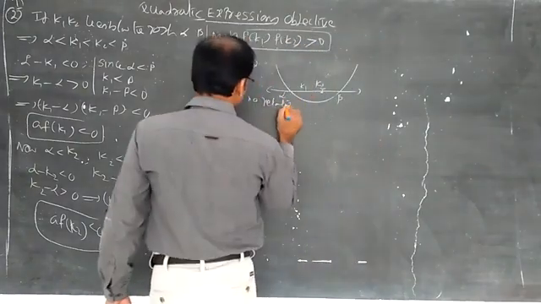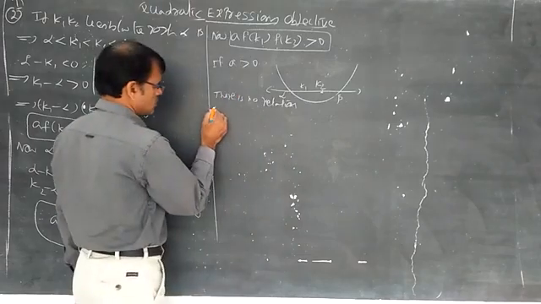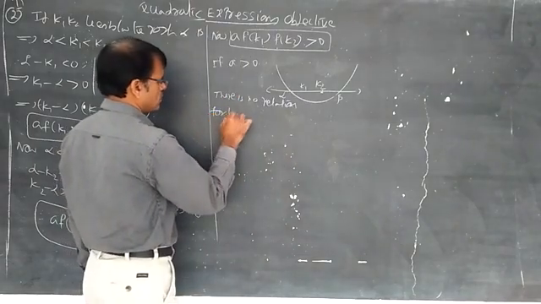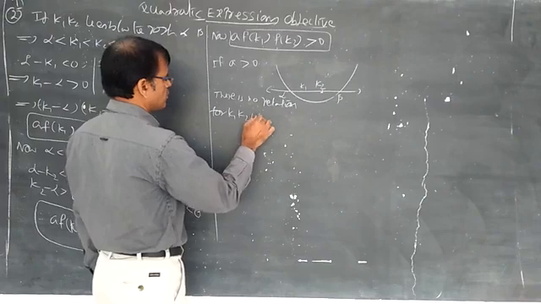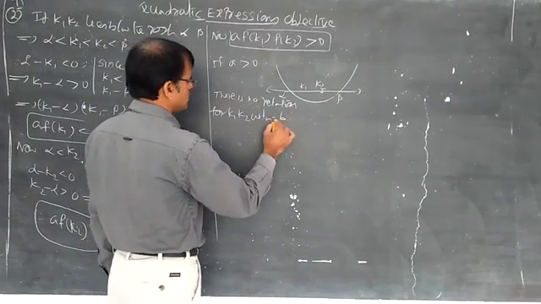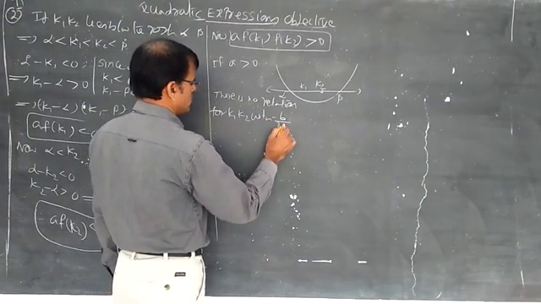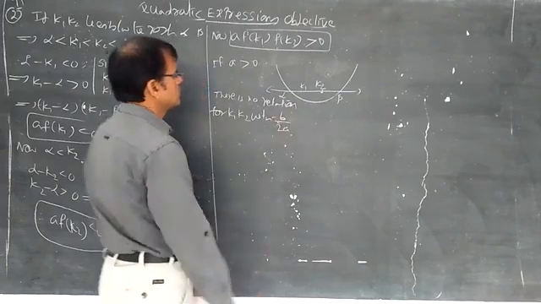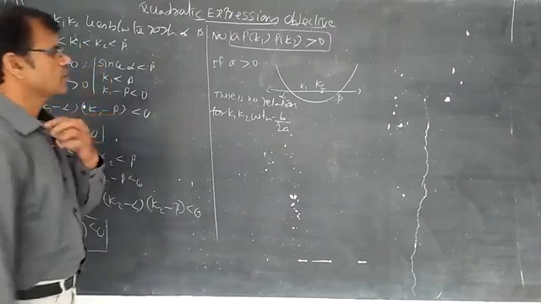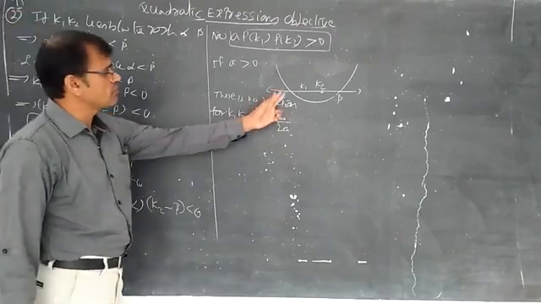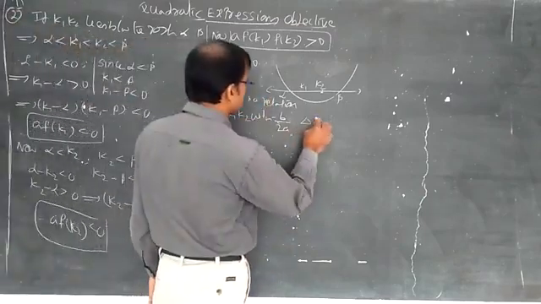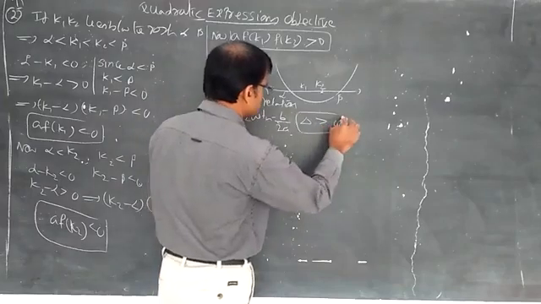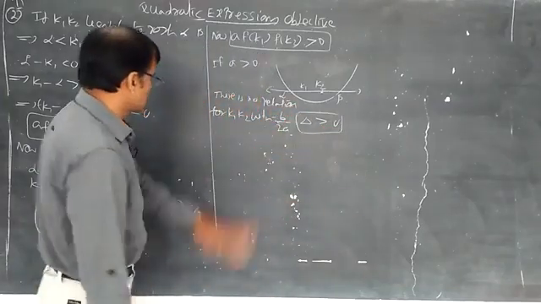There is no relation for K1, K2 with minus b by 2a. We cannot decide, simply leave it. But whenever K1, K2 are two real numbers, and alpha and beta are two real numbers, we can conclude that delta is 100% greater than 0, so two distinct roots should exist.